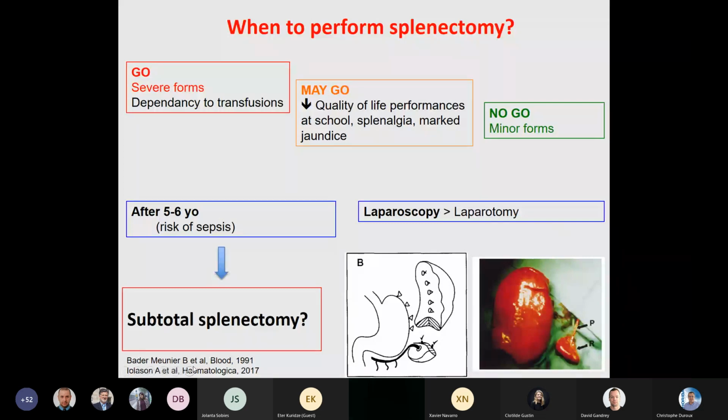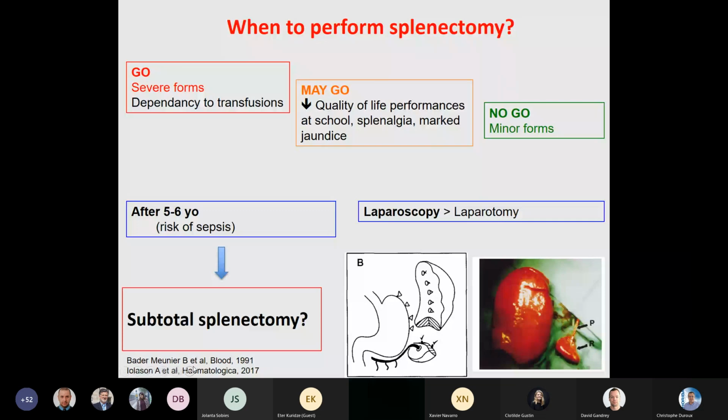So one question is, can you just perform a partial splenectomy, not removing the whole spleen, but maintaining a little part of this enlarged spleen? This is what we call subtotal splenectomy or partial splenectomy, and there are recent publications that show that it may be an option, particularly in children. The interest of subtotal splenectomy is to leave around 10% of the volume of the spleen, but you have to keep in mind that it's an enlarged spleen, so even 10% is enough splenic tissue to probably protect against infectious complications.